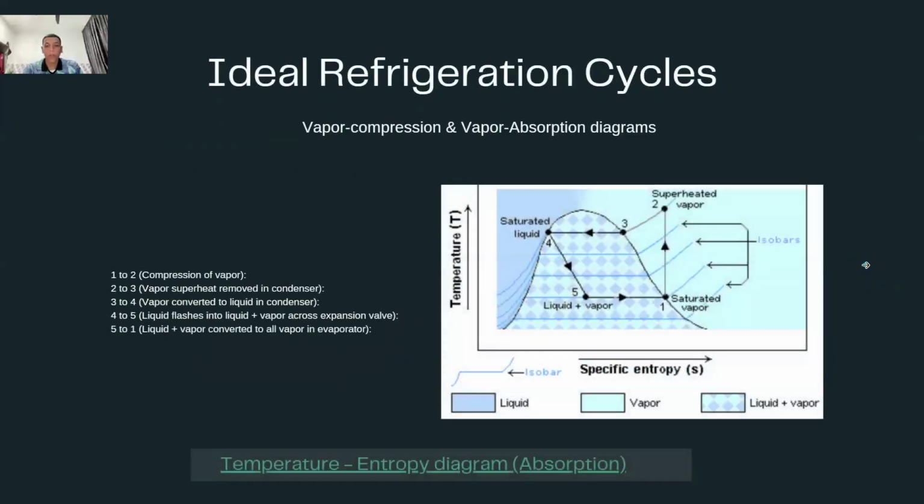The vapor absorption is a bit simpler. As you can see, it's the compression of vapor, the vapor superheat removed into the condenser and then converted to liquid in the condenser and then flashes to liquid. So just some quick notes on each part.